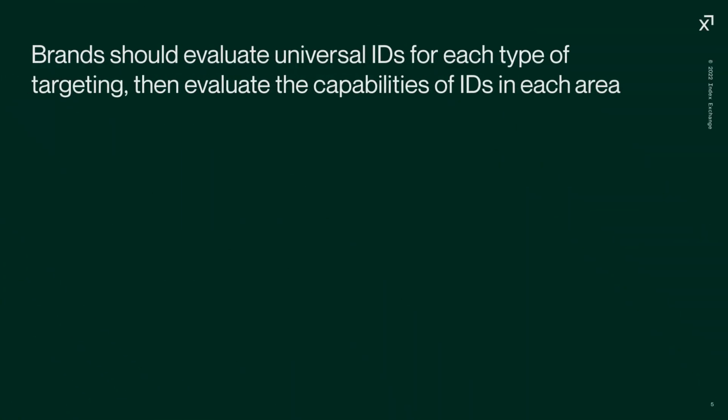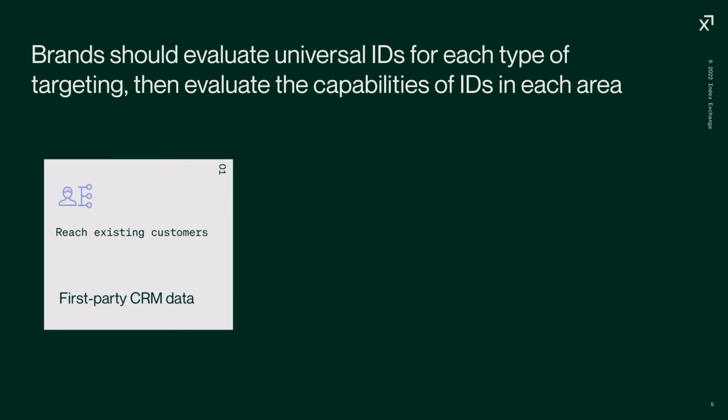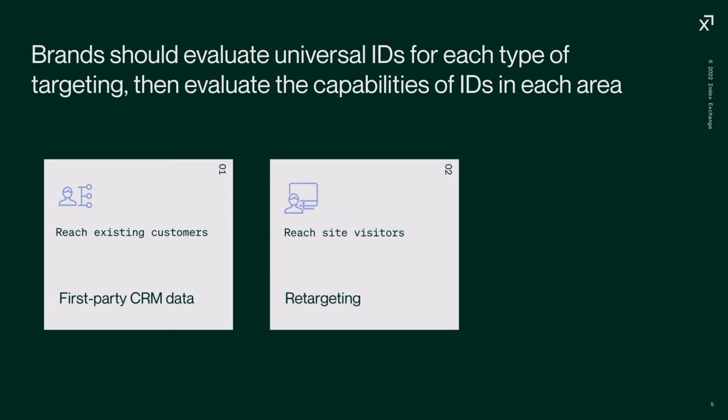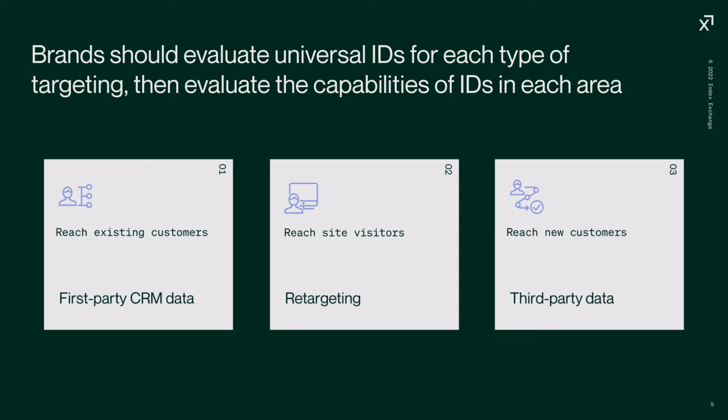The first thing to look at is, what type of data are you using for retargeting? First, reaching existing customers using brand first-party data from your customer database. Second, reach site visitors, retargeting, remarketing. Or reach new customers using third-party data. It's important to evaluate IDs according to the type of targeting that you are doing. Let's take a closer look at all of these.